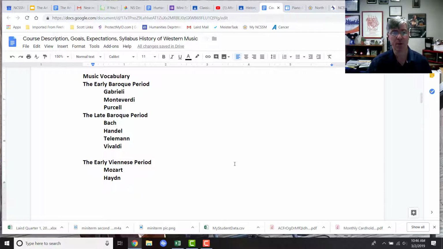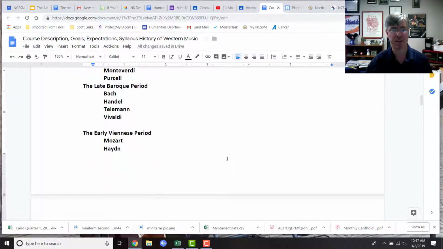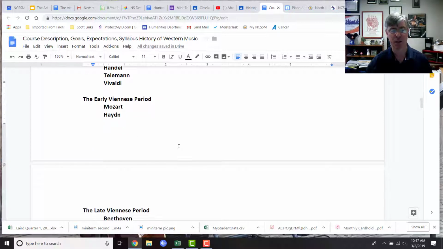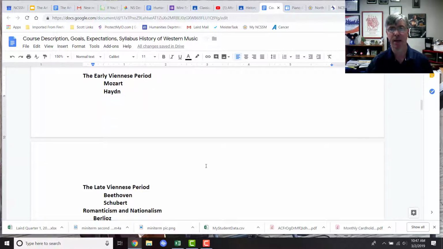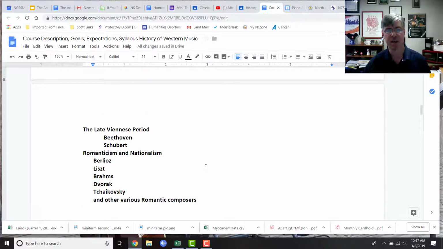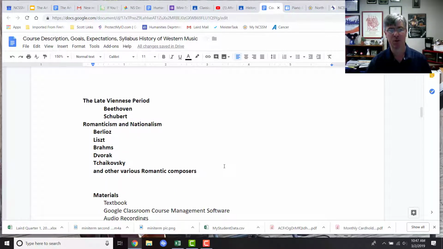And then you'll note that we go to the early Baroque period and the late Baroque period. Those will all fall under the umbrella of the first kind of unit in the Baroque era. And then we split the Viennese period into early and late. Again, the Viennese era will be another unit. And then finally, the third unit would be Romanticism and Nationalism, and some of the composers that are listed there.